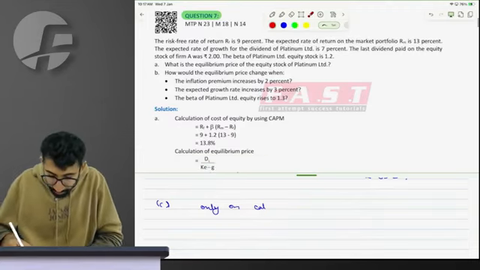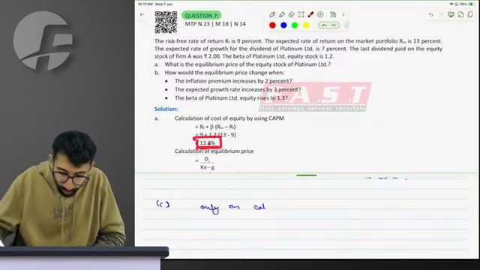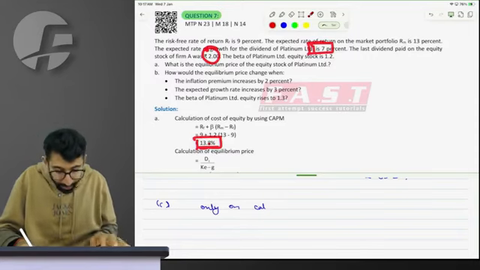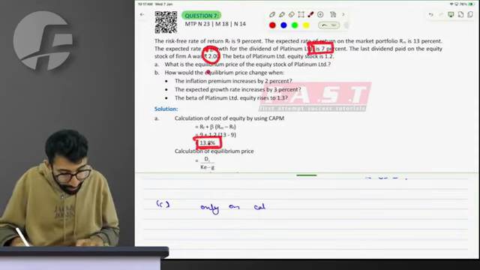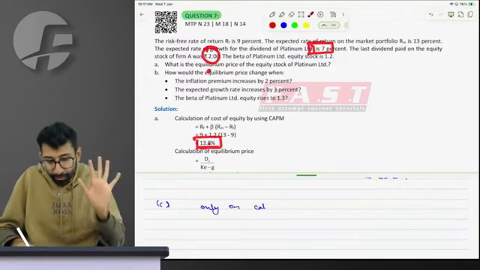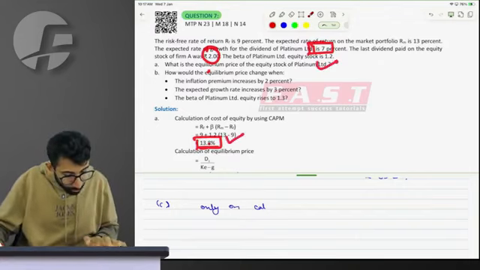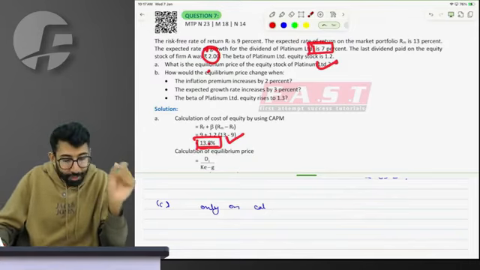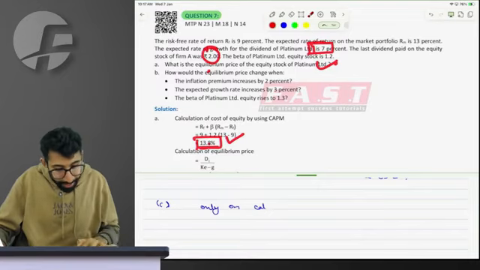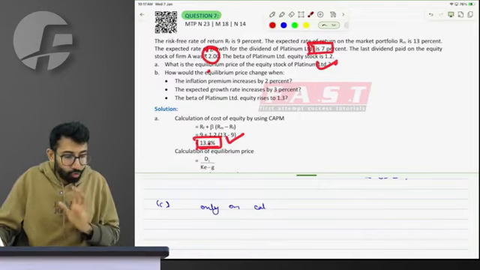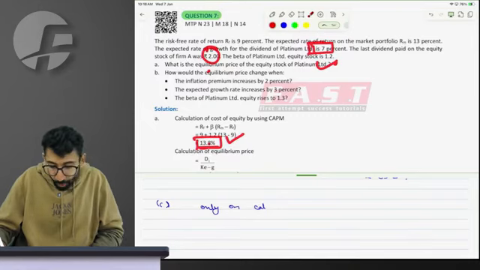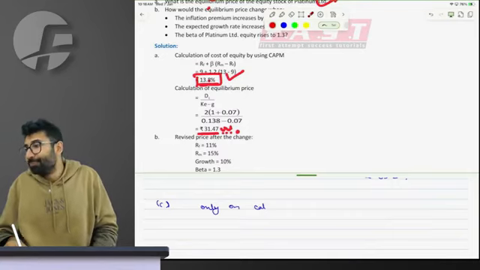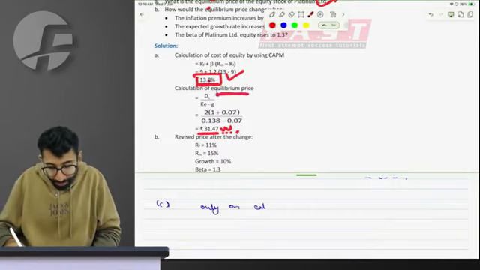13.8 is the KE. If you have the KE, the growth, and D0, can you apply the Gordon's formula? Yes, sir. 2 plus 7% is D1, M plus. So 2.14, M plus. KE minus G: 0.138 minus 0.07 is the denominator, K minus G, of 0.068. Divide equal to multiplied by memory recall of 2.14 gives me 31.47 as the answer to this particular part of the question, part A: market price or the equilibrium price.